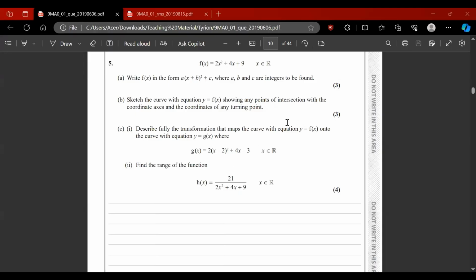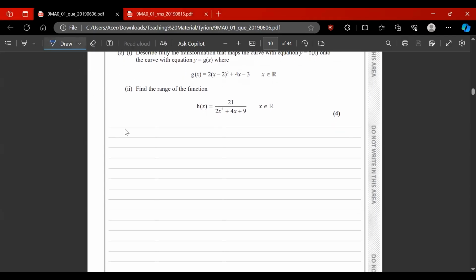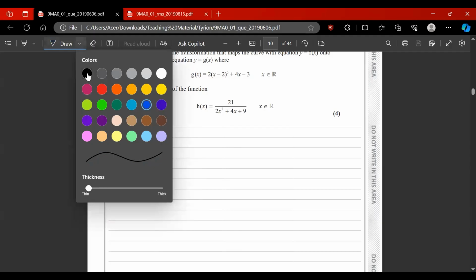So in this question, we have the function f(x) = 2x² + 4x + 9. In part A, we are supposed to write it in the form a(x + b)² + c, so in the completed square form. For this, we need to make use of the complete square method.